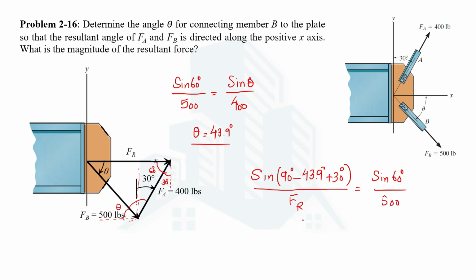So in this equation only FR is unknown, and on doing the calculations we get the value of FR as 561 pounds. We were asked about the magnitude of the resultant force, and we have just calculated it. We were also asked to determine the angle theta which this FB force makes with the positive y-axis in the clockwise direction. That also we have determined. So I think that's all from this solution. It was quite straightforward.